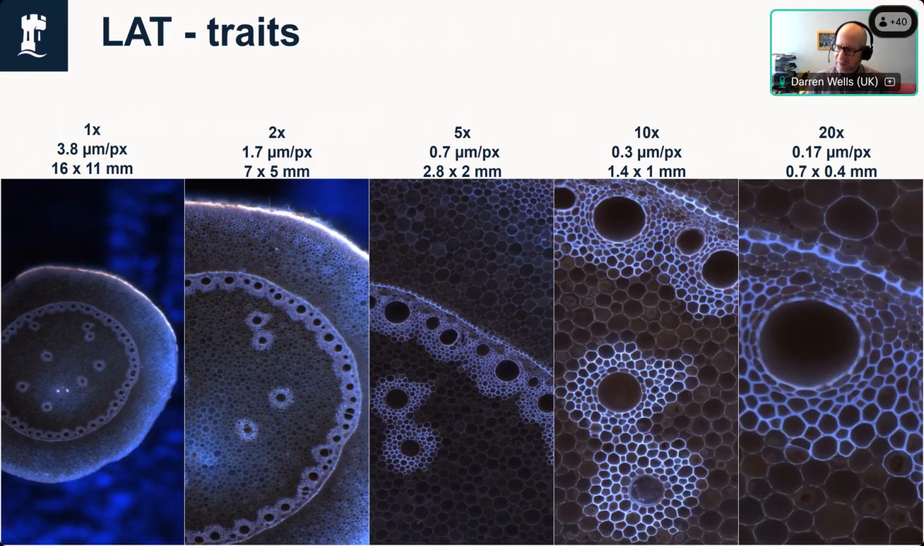As with all systems, the higher your resolution, the smaller your field of view. So at our maximum resolution, which is about 0.2 of a micron per pixel, we're only seeing 0.7 by 0.4 of a mil. But as you can see, we can see some very nice structures. 10 and 5 are probably our most common magnifications that we use, depending on the size of roots we're looking at, but we can go all the way up to a single times objective, which lets us do very large plants, like 16 by 11 mil, which is quite large.